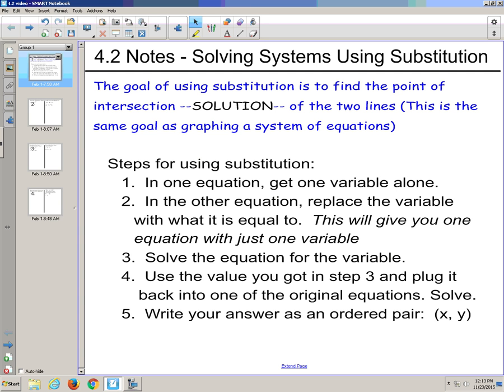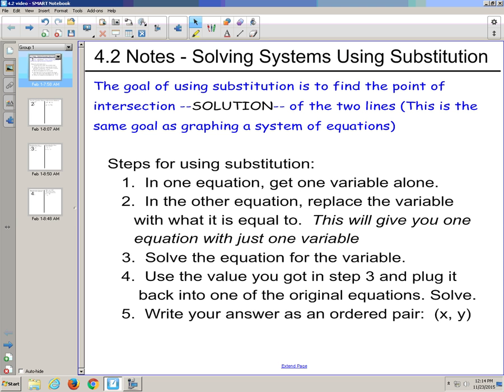Today's video comes from section 4.2, where we're solving systems of linear equations using substitution. So in 4.1, we looked at graphical solutions, and this looked like a point (x, y) where our lines crossed. Here we're still looking for a point of intersection, but we're going to do this algebraically using a method that's called substitution. So you can see our 5 steps here.